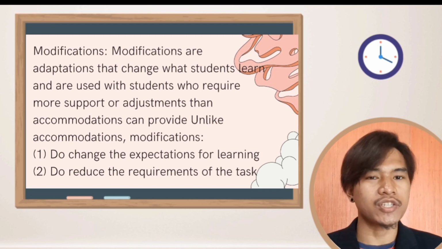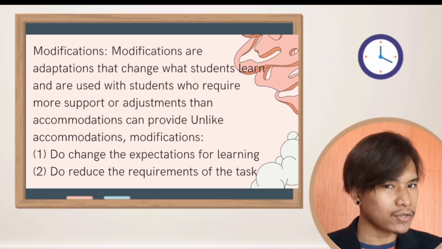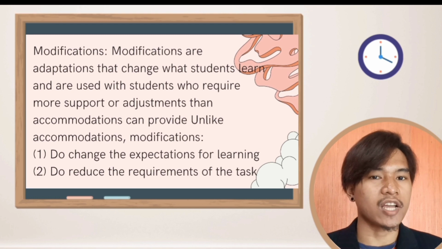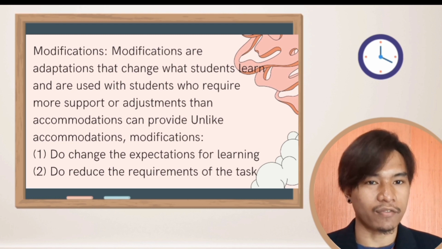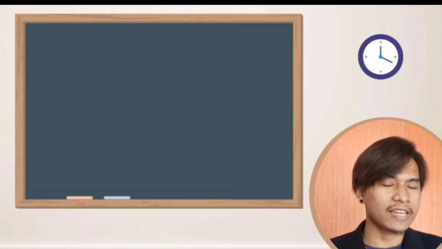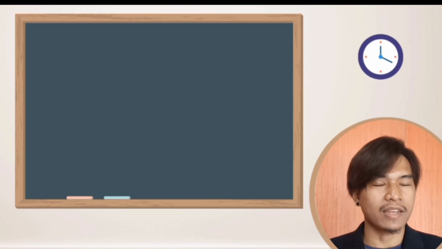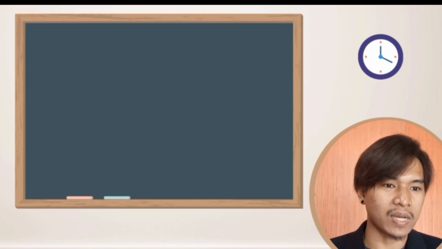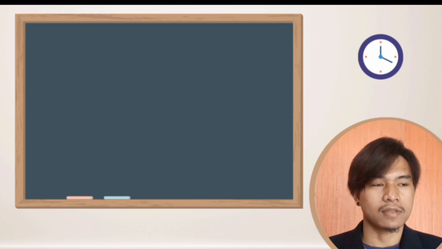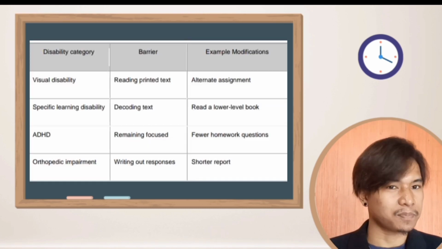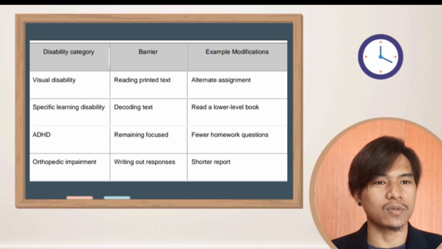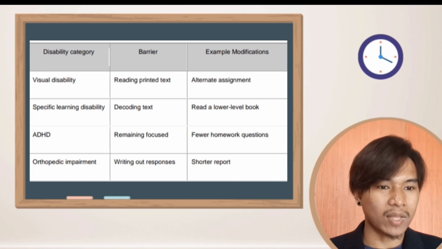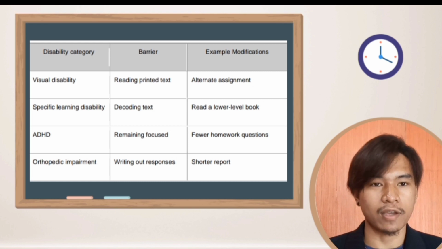Unlike accommodations, modifications first change the expectations for learning, and second, reduce the requirements of the task. Sir Ranel, can you give us an example of a student who has a disability to whom we can apply modification? No problem, guys. I have here the table and we are going to see what we can do to modify the learning of students who have a disability.